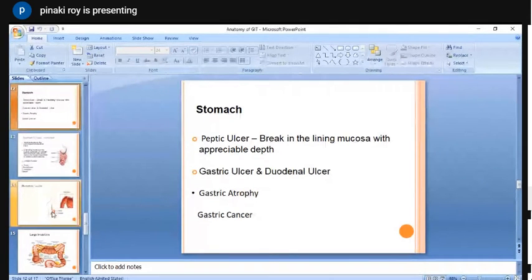This gastritis, ulcer, gastric atrophy, and gastric malignancy. Gastric malignancy is one of the important causes, possibly the fourth most common cause of death in our country.